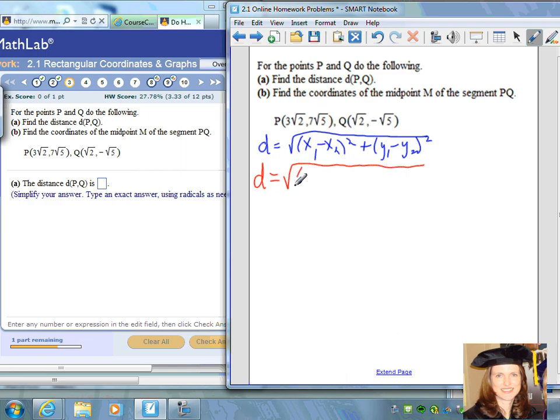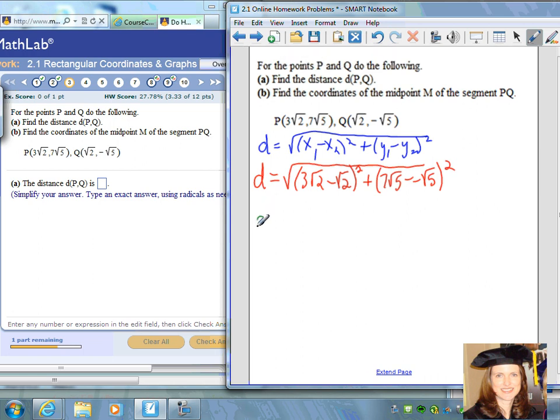We're going to take x sub 1, 3 square root of 2, minus x sub 2, which is the square root of 2, that quantity squared, plus y sub 1, 7 square root of 5, minus y sub 2, which is a negative square root of 5, that quantity squared.